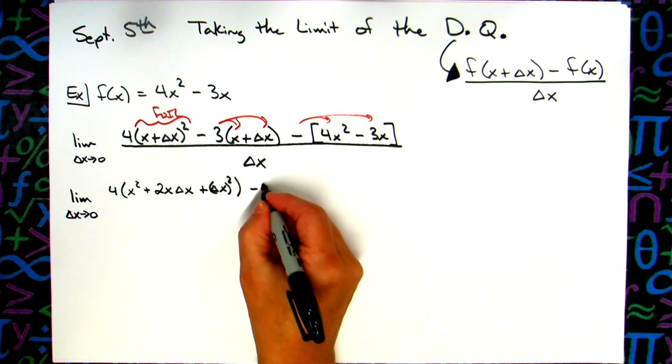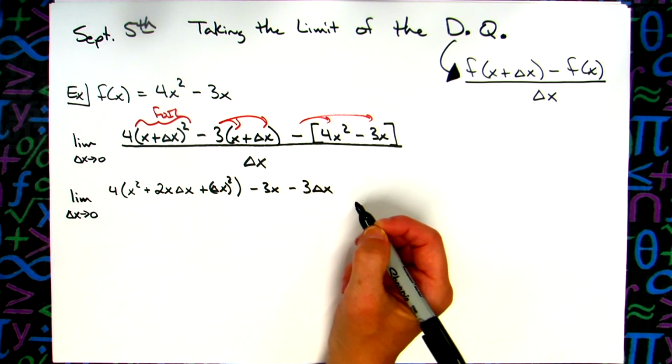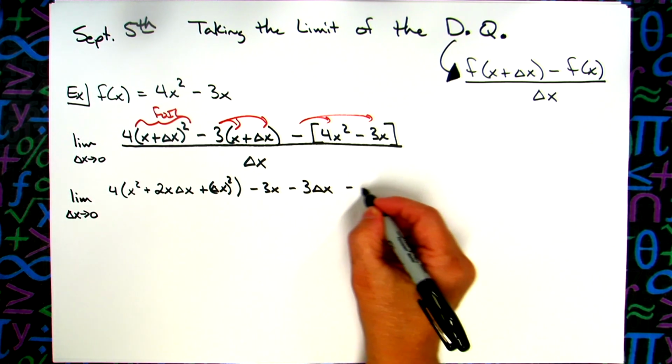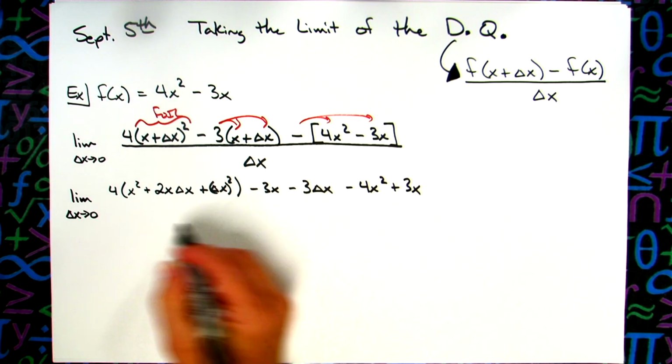Distributing the 3, minus 3x, minus 3 delta x. Watch me and don't let me make a mistake. And then minus 4x squared plus 3x. All right, everybody agree at that point?